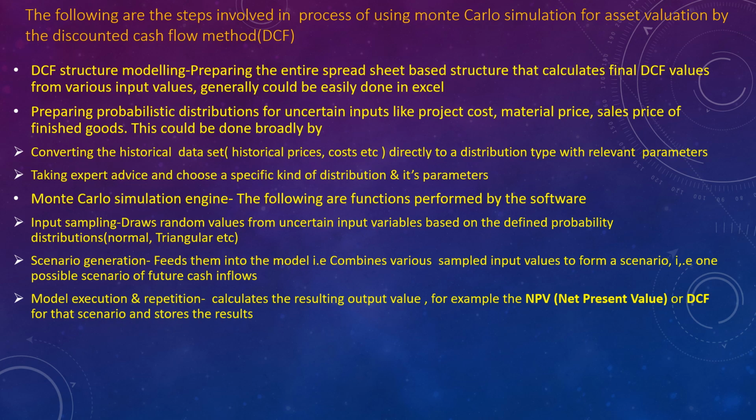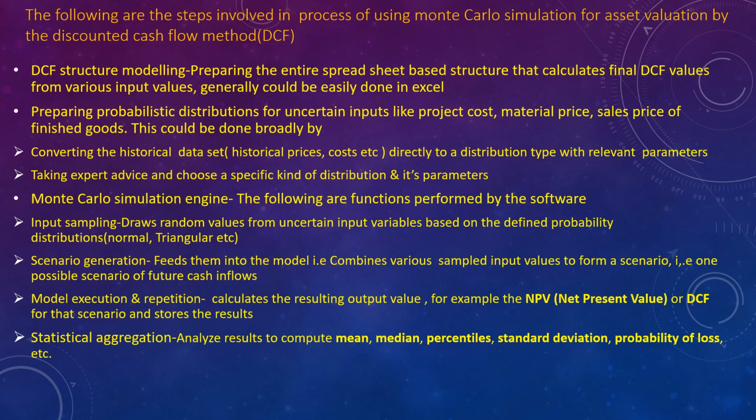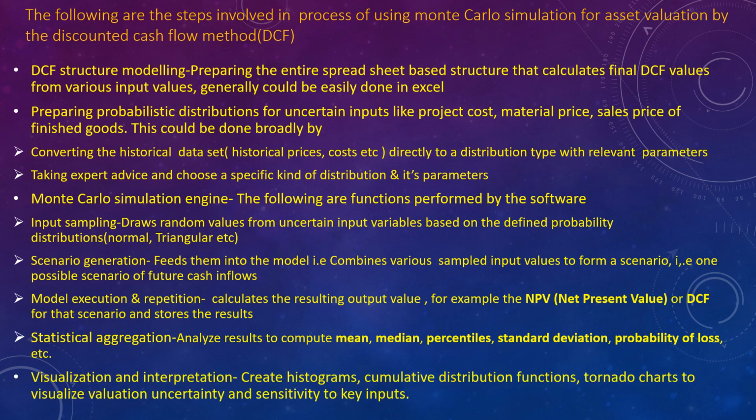Model execution and repetition: calculates the resulting output value, for example the net present value or DCF for that scenario, and stores the results. Statistical aggregation: analyze results to compute mean, median, percentile, standard deviation, probability of loss, etc. Visualization and interpretation: create histograms, cumulative distribution functions, tornado charts to visualize valuation uncertainty and sensitivity to key inputs.